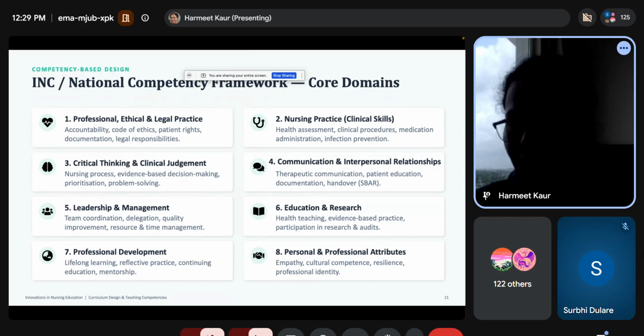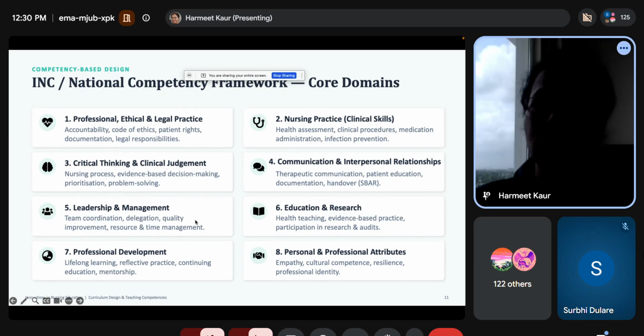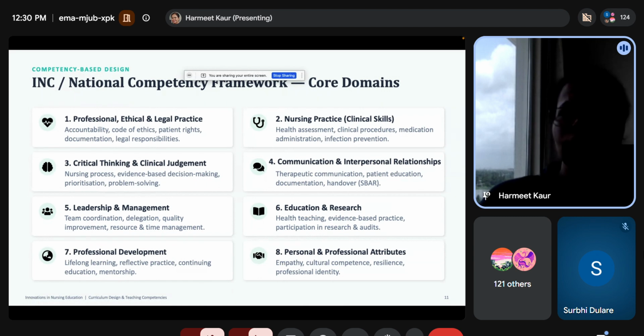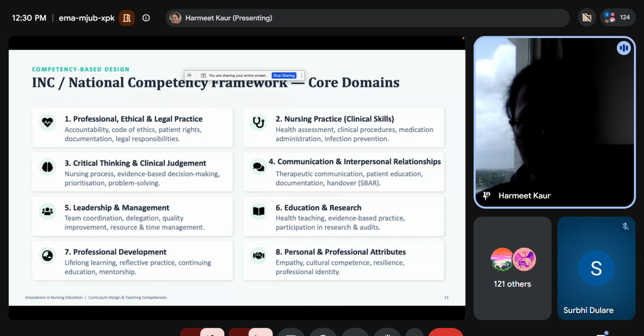To manage the health issues of the patient. Then leadership and management, very important. How do you coordinate in a team? How do you delegate? It is not that you are doing everything. You may sometimes have to delegate also, the administration, and that delegation must come with complete, clear communication. How are you managing your resources? How are you managing your time?